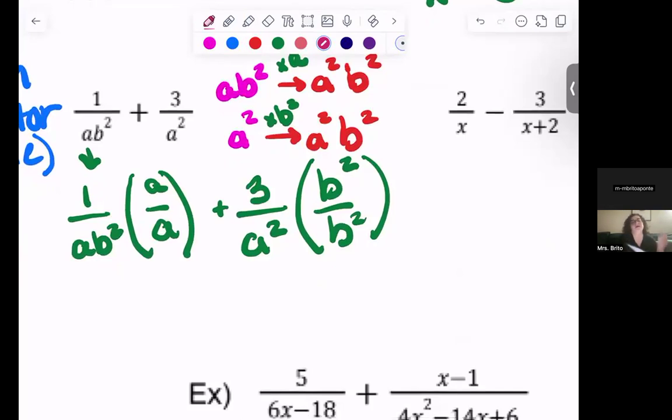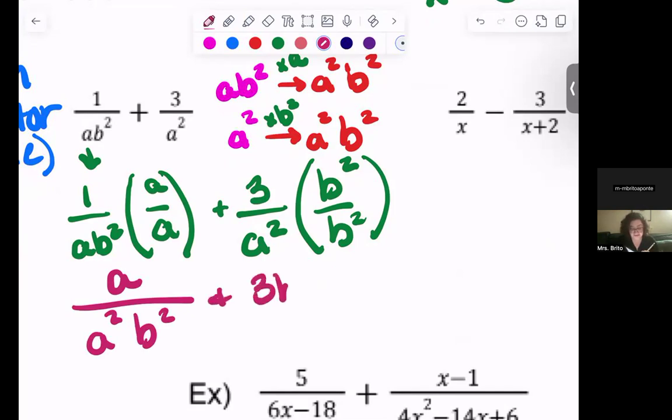Let's see. My numerators, I have 1 times A, good. AB squared times A: A times A is A squared, and I also have that B squared. Okay, good. 3 times B squared is 3B squared, and then my denominator, A squared times B squared. Perfect. Now, after doing all of that work, I have a common denominator. They both have the same denominator, and that's what I was looking for. I'm ready to add now.